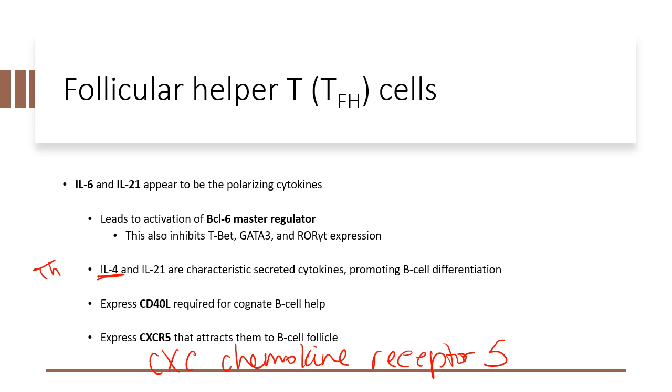Manal, you had a question. I was just going to say, so you're saying that the follicular helper T cells produce the IL-4 and IL-21, and they are produced in exposure to IL-6 and IL-21, and yes, they also produce IL-4 and more IL-21. Yeah.